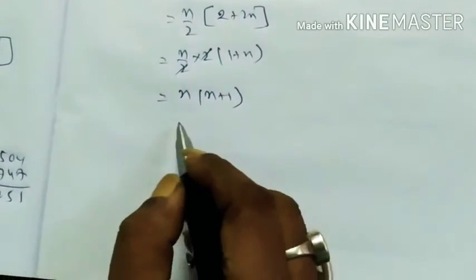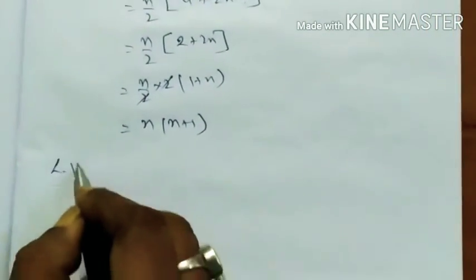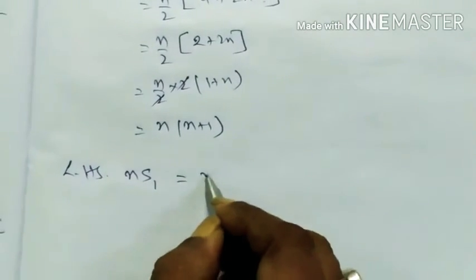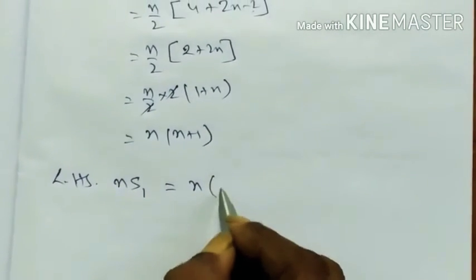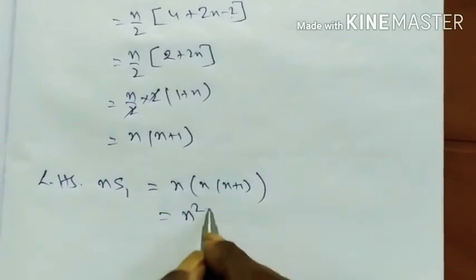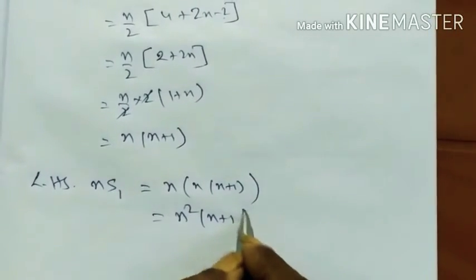Now, therefore left hand side n S1 is equal to n into S1, n into n plus 1, which comes out to be n square into n plus 1. Now right hand side.